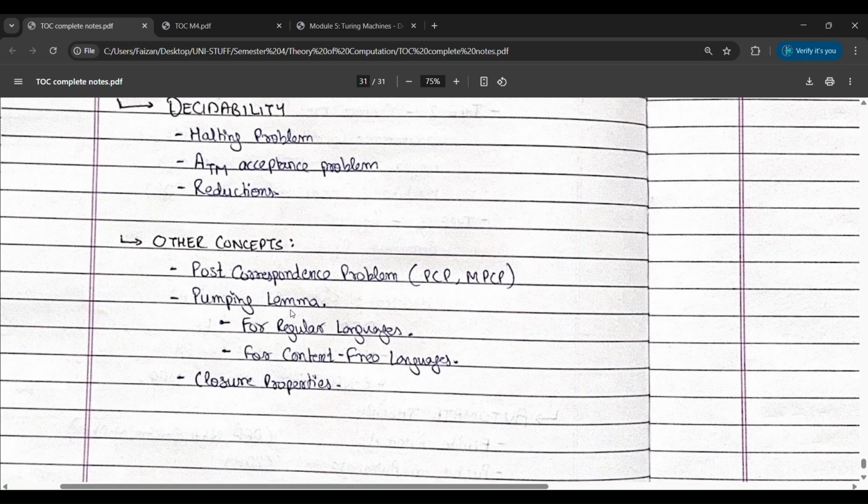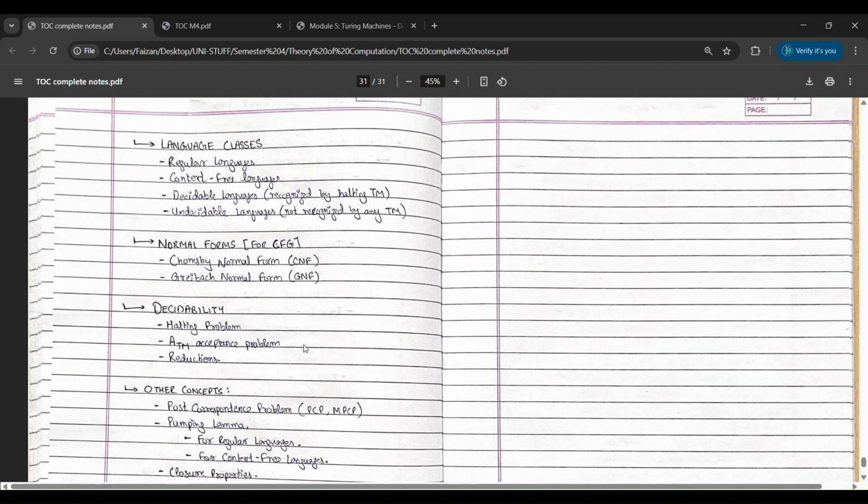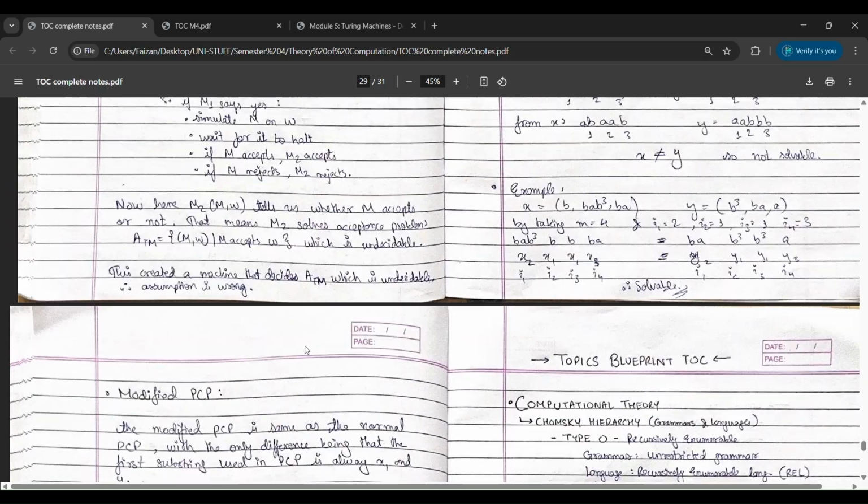Finally, our other topics were PCP and MPCP. We have the pumping lemma for regular languages and context-free languages. For regular languages we had the XYZ decomposition. In context-free, you just have to up it a bit, pump it up a bit. You don't take XYZ over here. Instead, you take W equals UVXYZ. It's a much larger string. Then you have to pump up V and Y, and accordingly you show that it does not belong to the language. And yep, that's it.